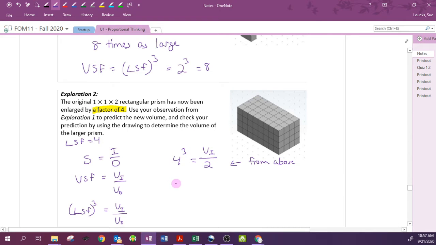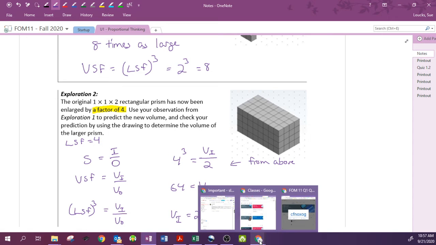So we get that 4 cubed is 64 equals VI over 2. So VI equals 2 times 64 equals 128. Oops, sorry.